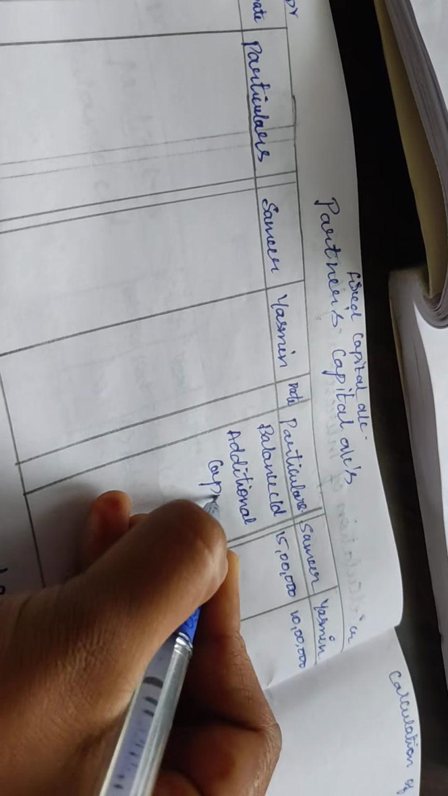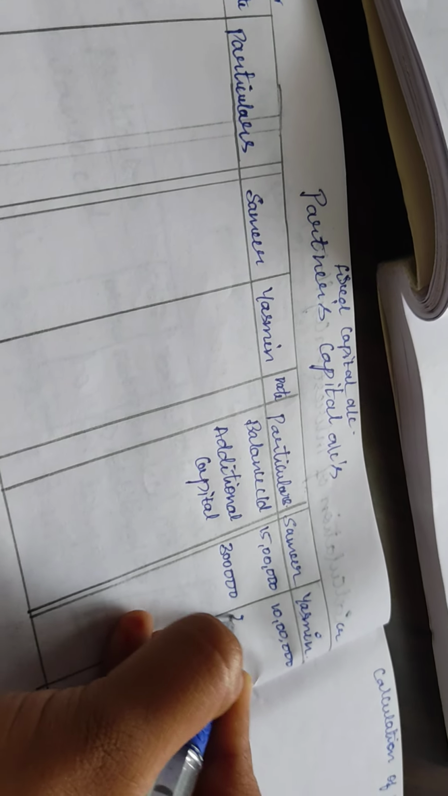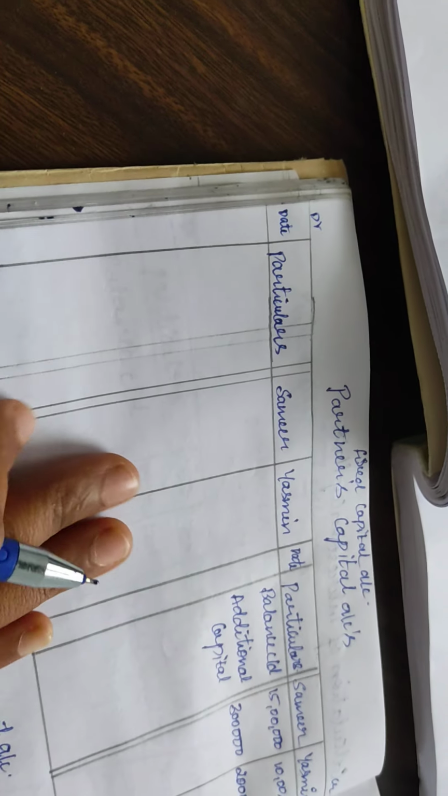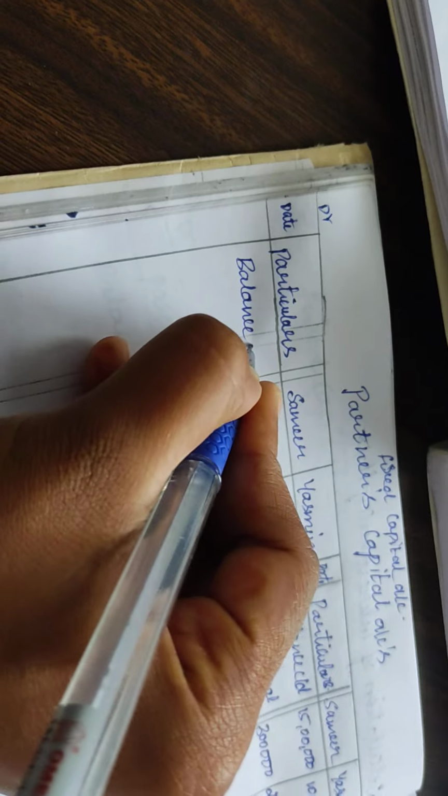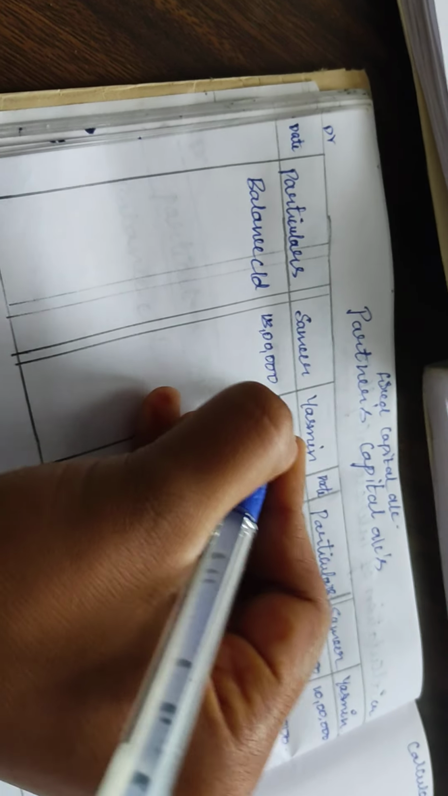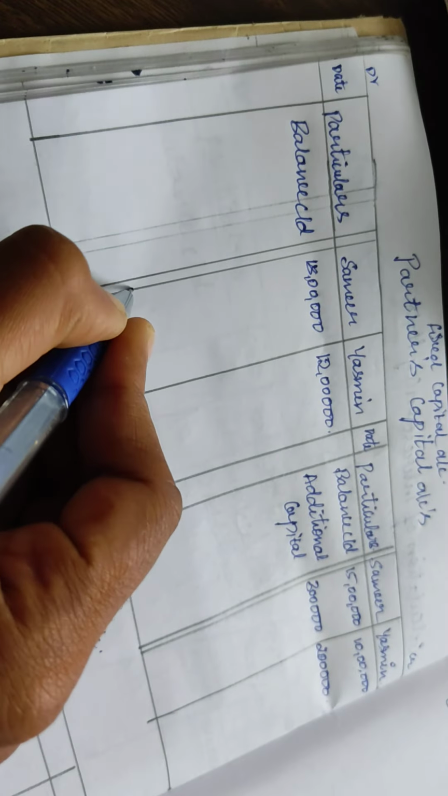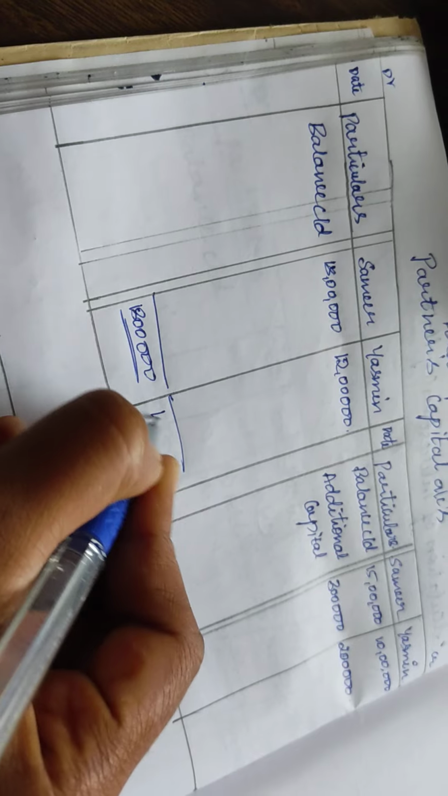Additional capital, 3 lakh and 2 lakh. That's all we need to record in the partner's capital account. So let us tally it. So here the balance carried down is the total of these two, that is 18 lakh and 12 lakh. So the total is 18 lakh, 12 lakh.